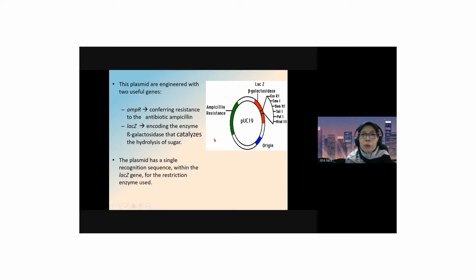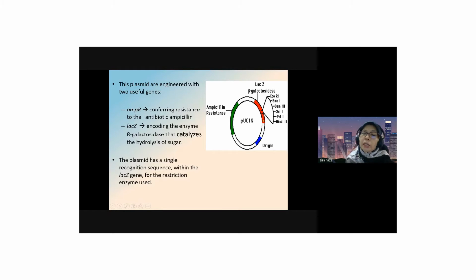Okay. Another one is the LacZ area here, the red one here. This is the LacZ gene that encodes the enzyme beta-galactosidase that catalyzes the hydrolysis of sugar. And here as well, there's a restriction site. Restriction site is only located at the LacZ area, which is the red one here. So you can see that there are different types of restriction enzymes. You have EcoR1, SmaI, BamH1, and so forth. So there's a specific site of cutting at the LacZ area.